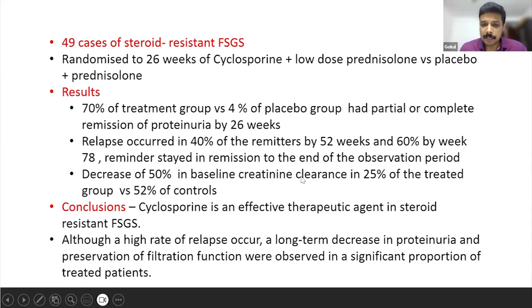And there was a reduction in creatinine clearance, which was statistically significant in the cyclosporine versus no cyclosporine group. So it concluded that cyclosporine can be an effective therapeutic agent in steroid-resistant FSGS. A higher rate of relapse can occur, but a long-term decrease in proteinuria and preservation of filtration function were observed.